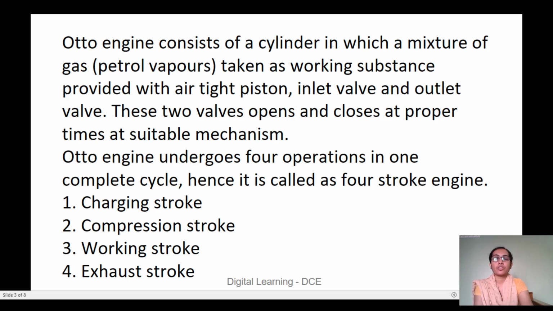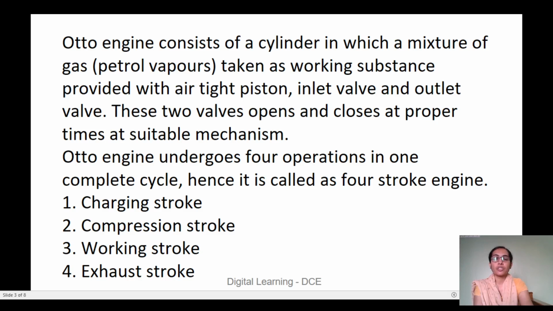In the charging stroke, the inlet valve opens and a suitable mixture of air and gas enters into the cylinder. During this stroke, the piston moves in the forward direction, or moves down. In the compression stroke, the inlet valve closes and the piston moves up. The mixture in the cylinder undergoes compression adiabatically to a high pressure. As a result, the temperature of the mixture rises.